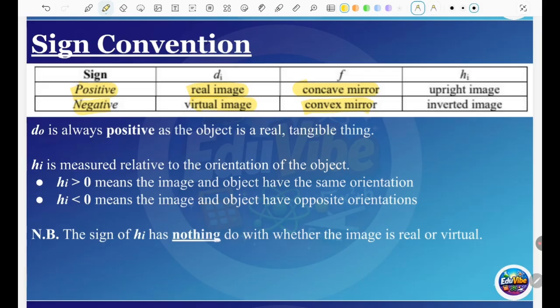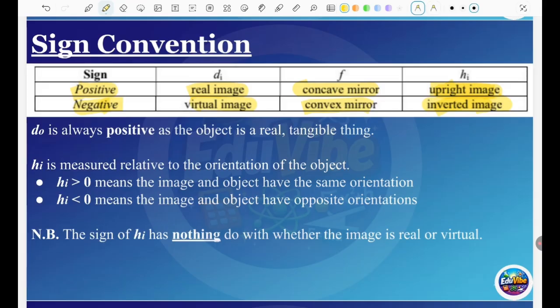With di, you can say what type of image it is. With f, you can say what type of mirror it is. With hi, you can see what orientation the image has: there are two possibilities, inverted or upright. If hi is positive, you get an upright image. If hi is negative, you get an inverted image. If you know this, you can do the mathematical analysis of the questions very easily.